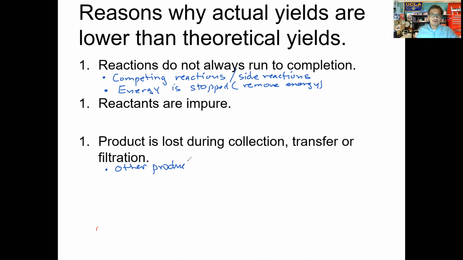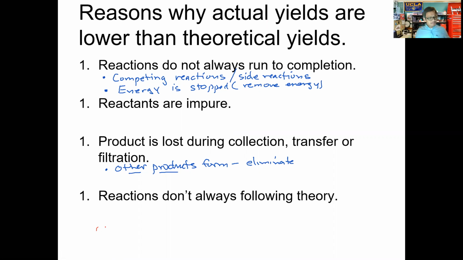And so you want to clean it up. Other products will form, and so you want to eliminate these other products, these contaminants. And in the process of eliminating them, you lose some of the product that you wanted to keep. And so if you're losing the product that you wanted, you're going to have a lower actual yield than your theoretical yield. So that's another reason why you would have a smaller yield. All right.